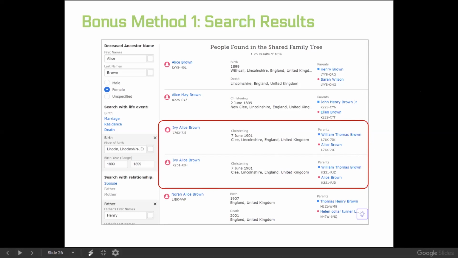So when you're looking at search results, as you scan those, just keep your eyes open and you may find some duplicates that you weren't even looking for.